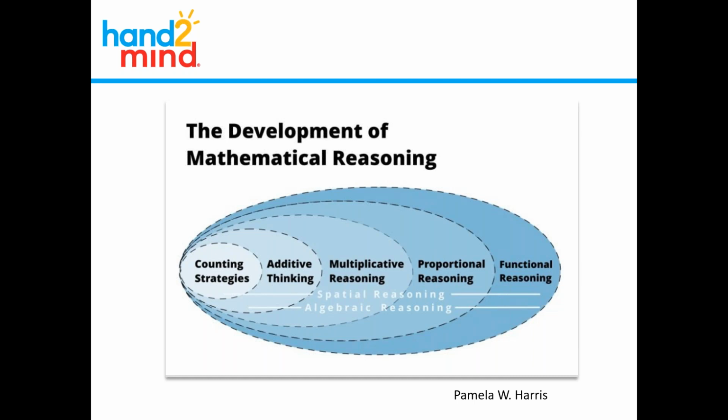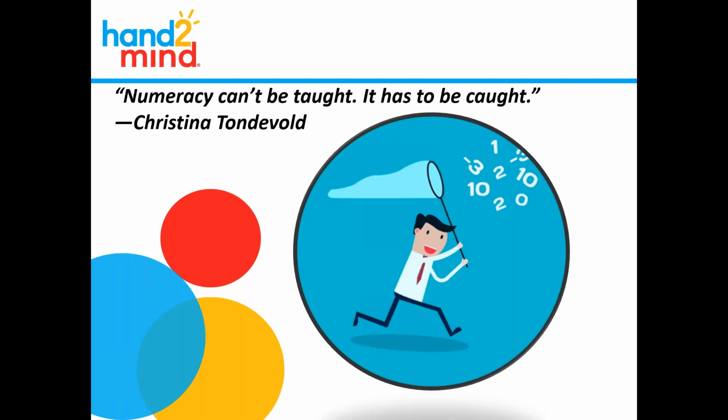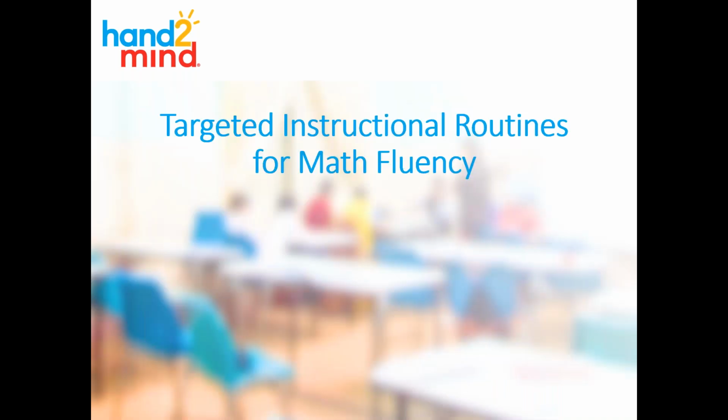So we want to make sure that we're helping kids progress in all of these different areas. And I love what Christina Tondevold says about numeracy and fluency. What she says is that numeracy can't be taught, it has to be caught. So I want you to think about that. Just like Kathy Fosnot says, we can't teach those isolated skills. We can't show them step by step by step what to do. We have to figure out a way to help kids catch it. So how do we get kids to catch it?